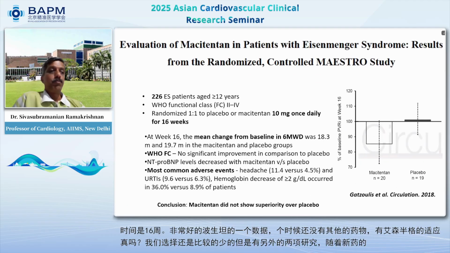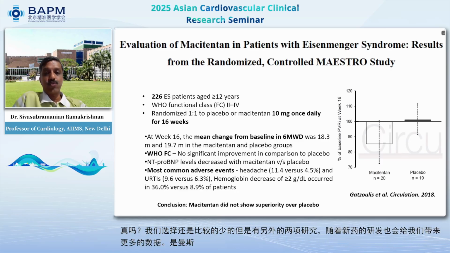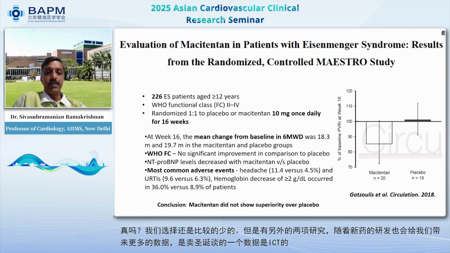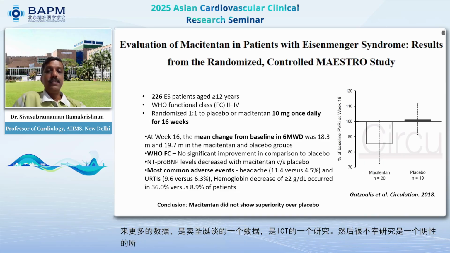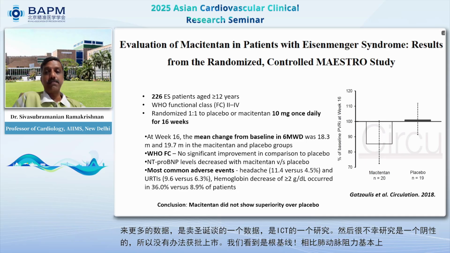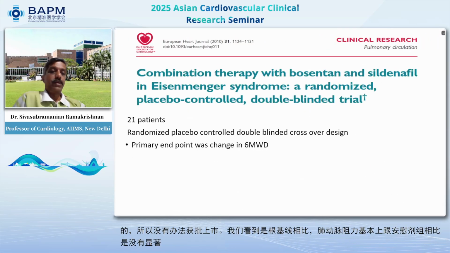Apart from the bosentan studies, the major study of macitentan is the MAESTRO trial, which had 226 Eisenmenger syndrome patients. Unfortunately, macitentan did not show superiority over placebo. There was no significant improvement in WHO functional class, and the mean change in baseline 6-minute walk distance was nearly the same. There were more adverse events, though NT-proBNP levels decreased with macitentan compared to placebo. This was a negative study.